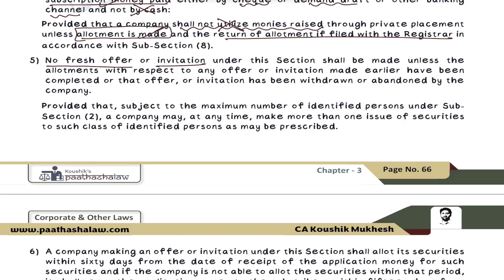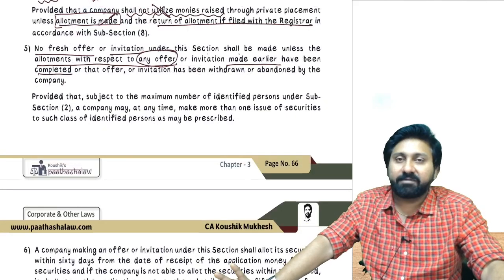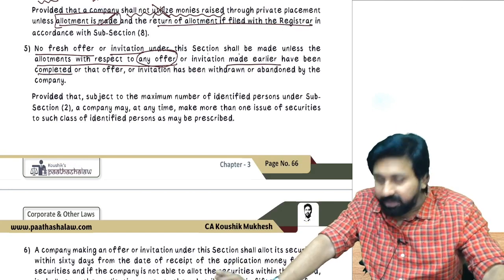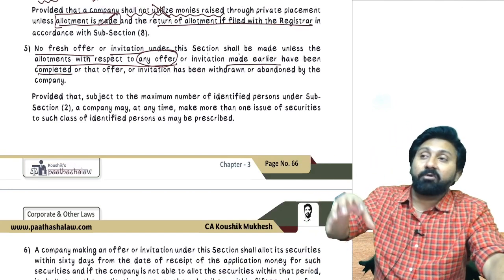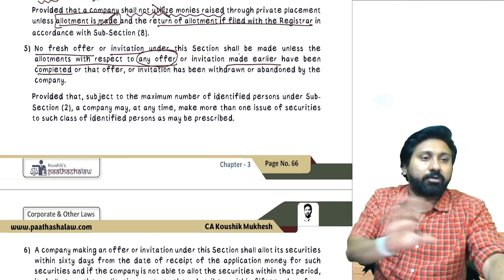Okay, let's see. No fresh offer or invitation under this section shall be made unless the allotment with respect to any offer or invitation made earlier has been completed. So a fresh offer of private placement shall not be made unless the previous offers are either completed, meaning the complete money has been received, or withdrawn, meaning a decision was taken but withdrawn, or cancelled. When an active offer is going on, you cannot make another offer.